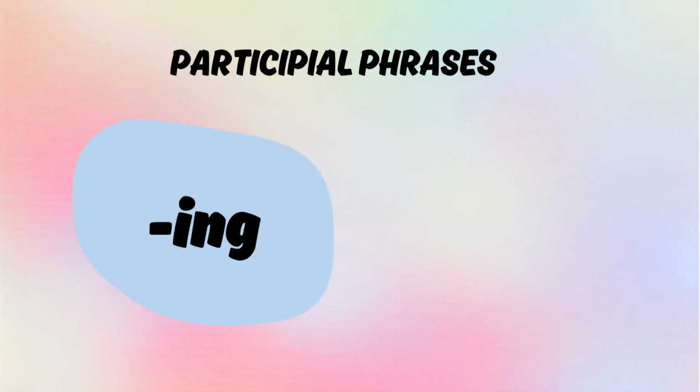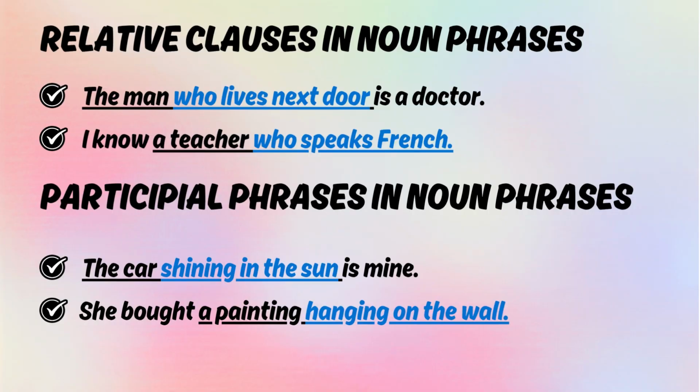Number 4. Participial phrases. These often begin with an ing or ed verb ending and give extra descriptions like the car shining in the sun. The phrase shining in the sun gives us a visual image of the car. Extra description of the car.